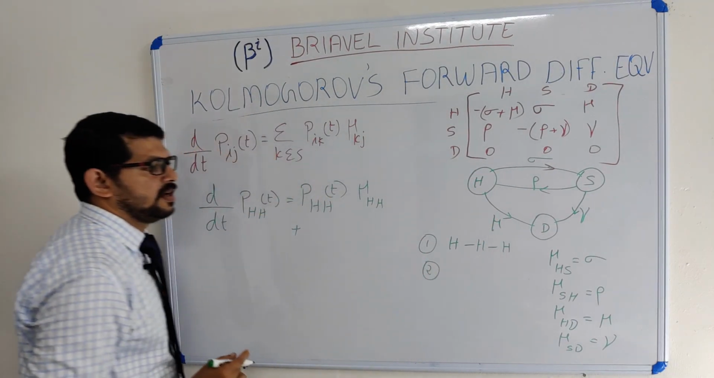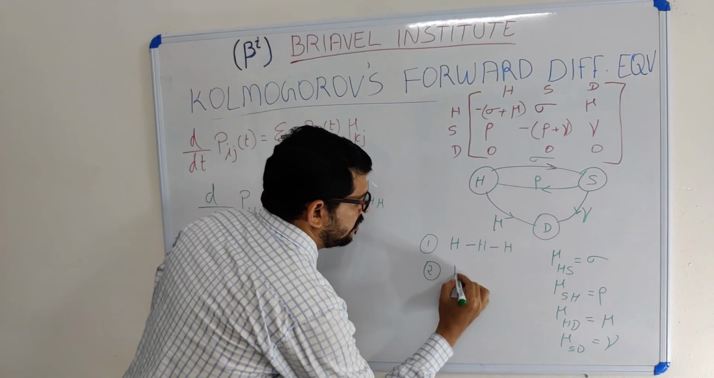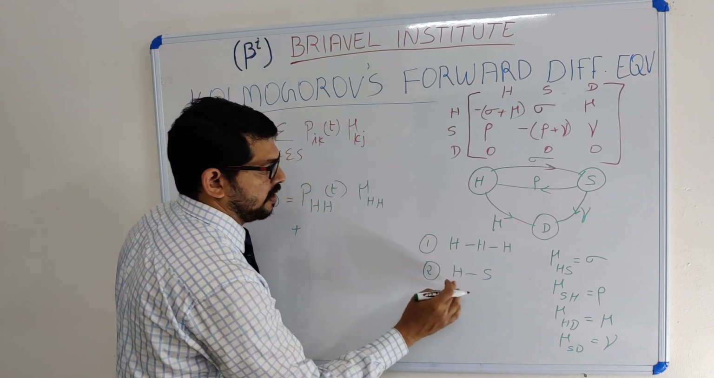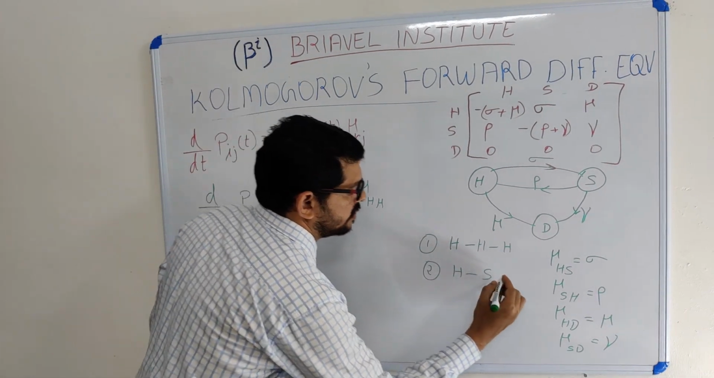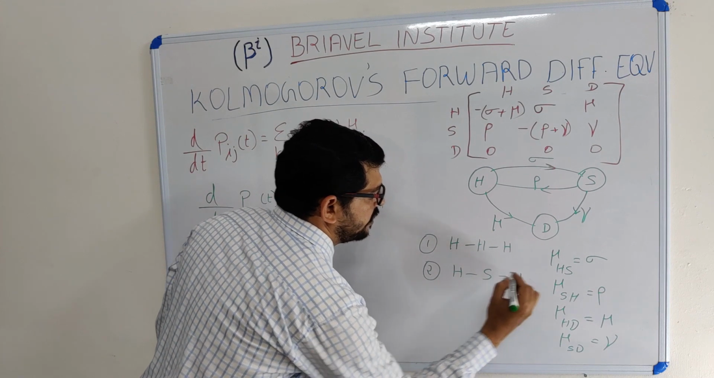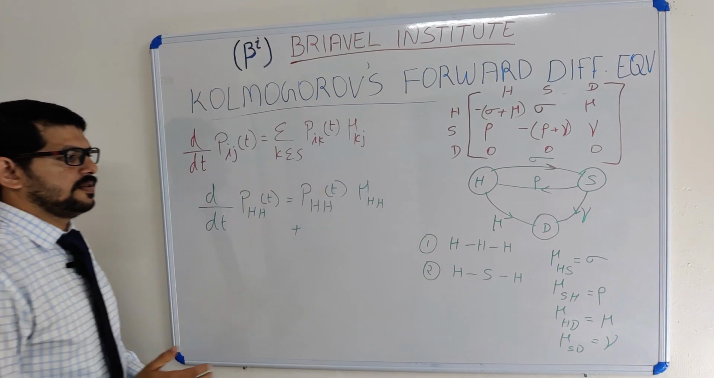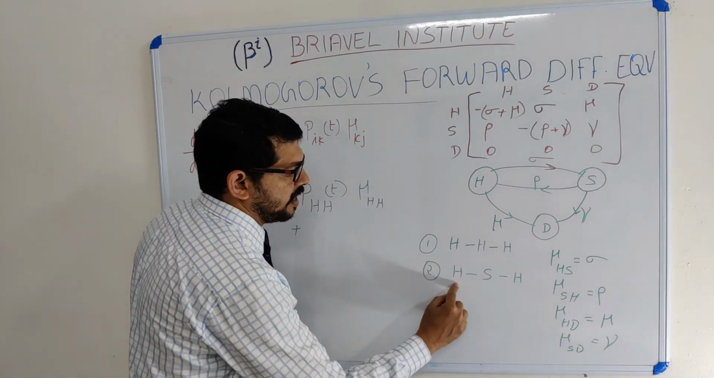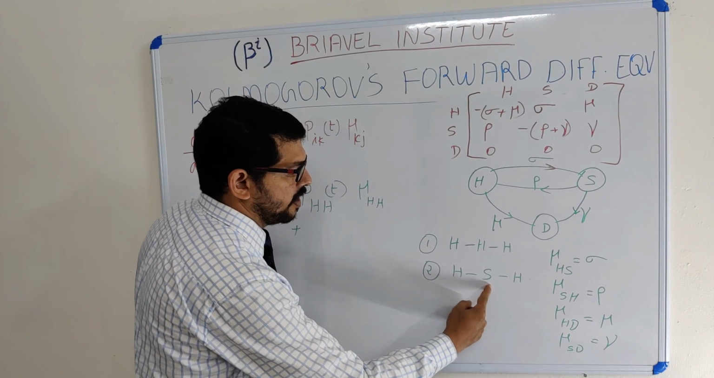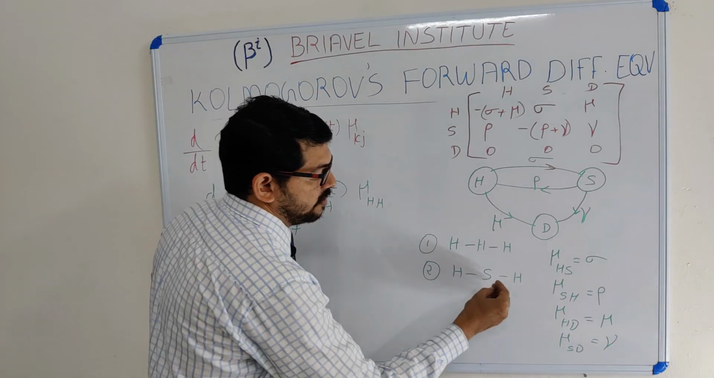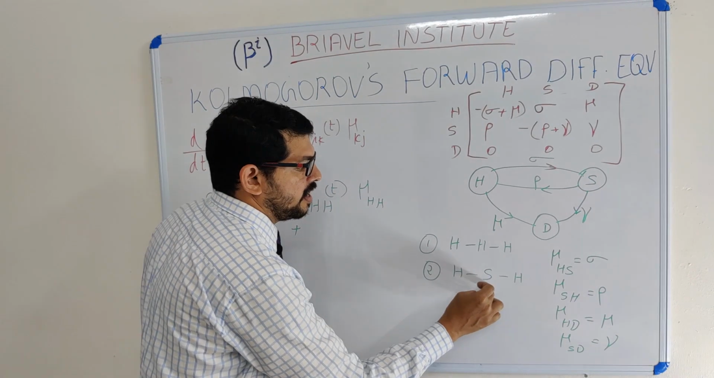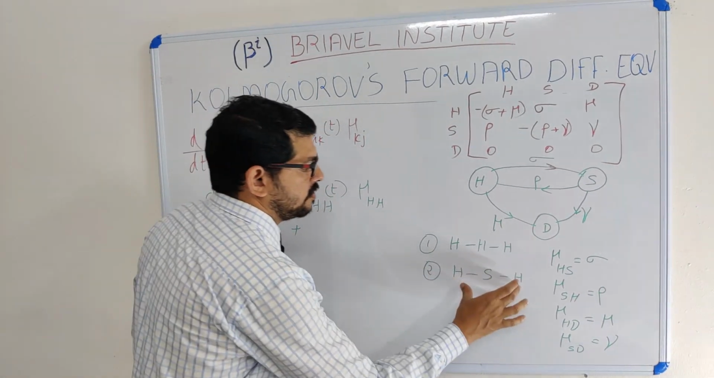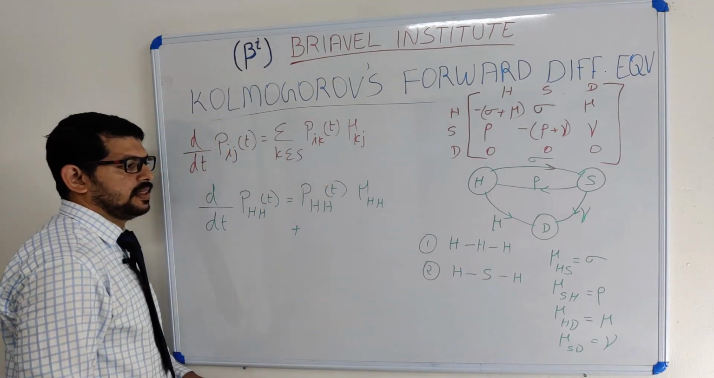Second option: at time t, we went to S. Then in a small time interval, we return back. Initially we are here, and after time t we reached the state of sick and we recovered. So for a small time we stayed in the sick state, recovered and returned back to H. So in the total time we are in the healthy state only.